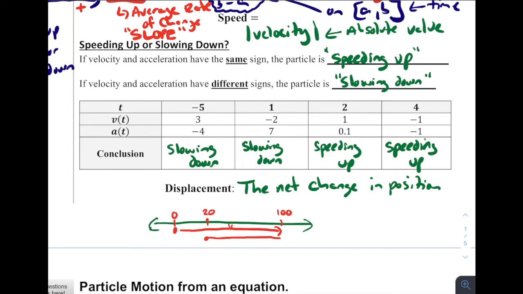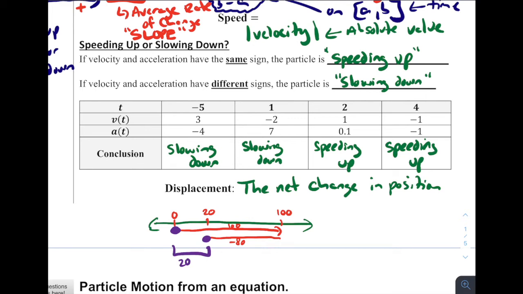So it went 100 to the right, it went 80 to the left. And we notice that in this case, if we're talking about the displacement, our starting position was here at 0 and our ending position was here at 20. So the distance between the two of those would be our displacement. That would be 20 units. Whatever the units are in this problem would be the displacement for this problem.